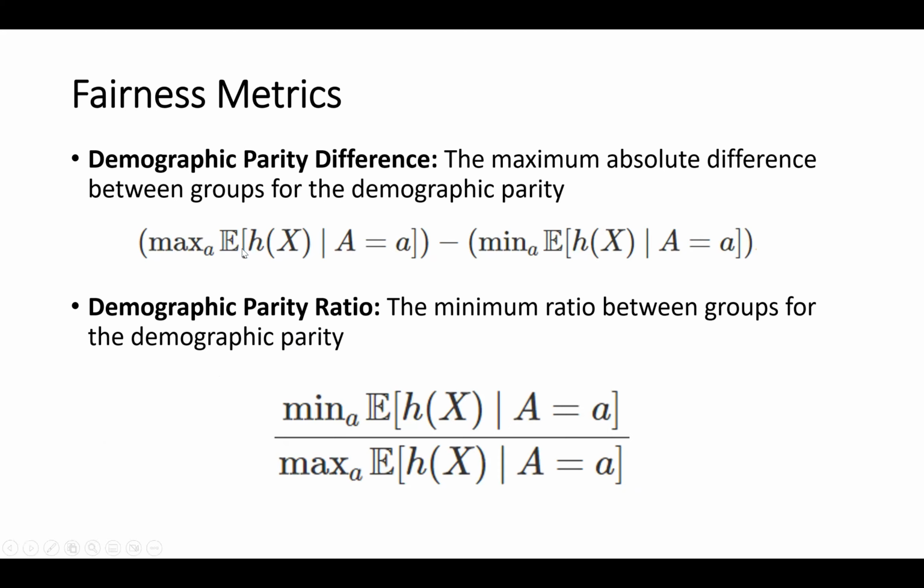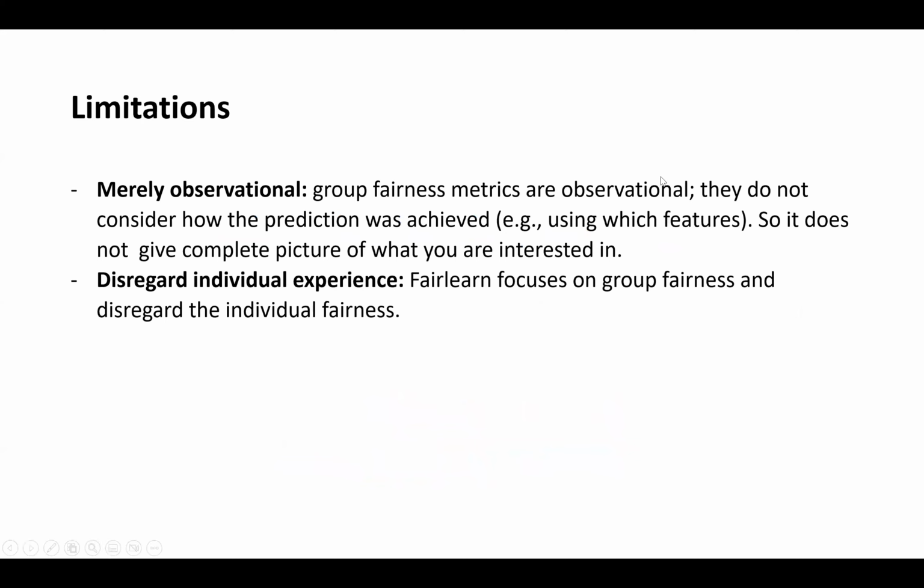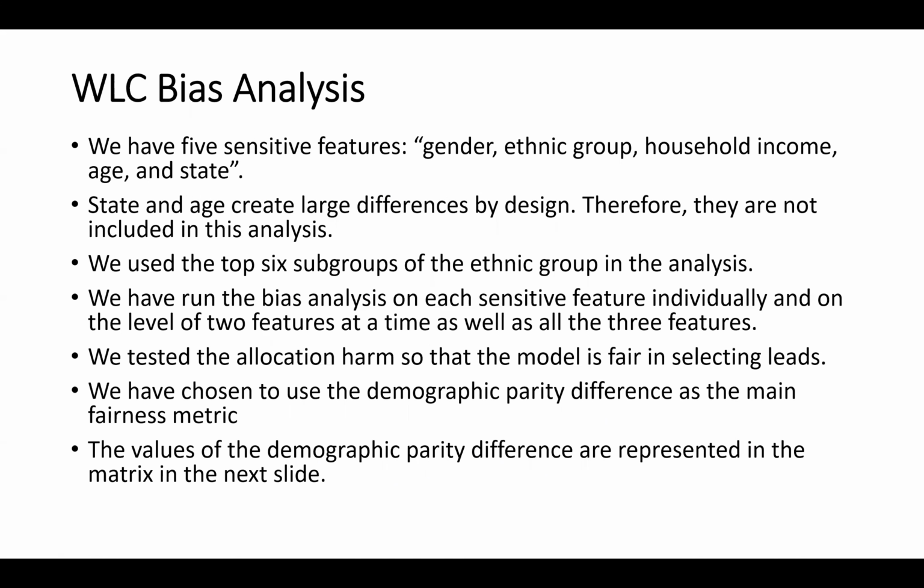So if we don't know what features have more importance than others in making this prediction, we just take the prediction and plug it in here without knowing anything about the history of that prediction and how it was made. So this is a limitation on the metrics. It does not give a complete picture of what you are interested in, and it discards individual experience. For Fairlearn, it does not do individual fairness, but for AIF 360 it does.